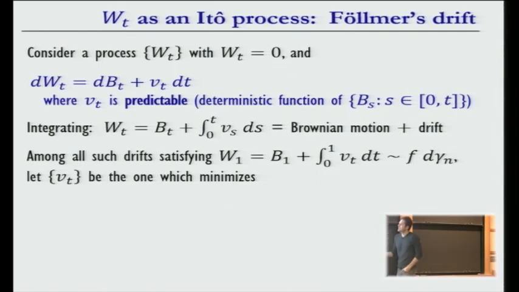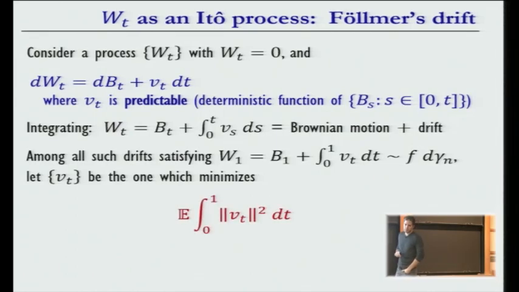Intuitively, there are some trivial drifts, which is just I can wait all the way until time 1 and then be like, oh, I'm very far from the set. Just jump all the way to the Gaussian measure on the set. This is one possible drift. This one is not very nice, okay? So we're going to take an optimal drift that minimizes this quantity.